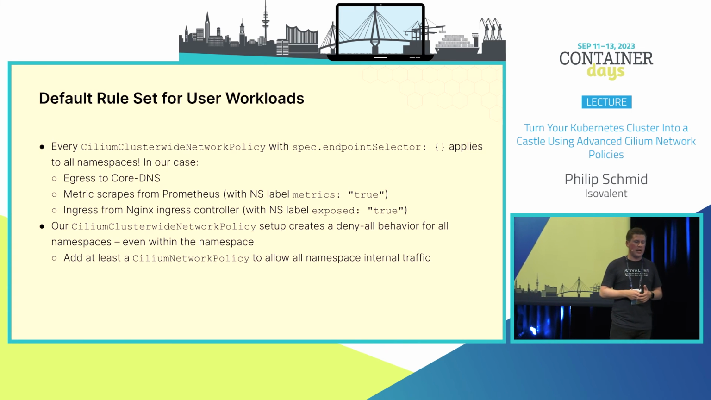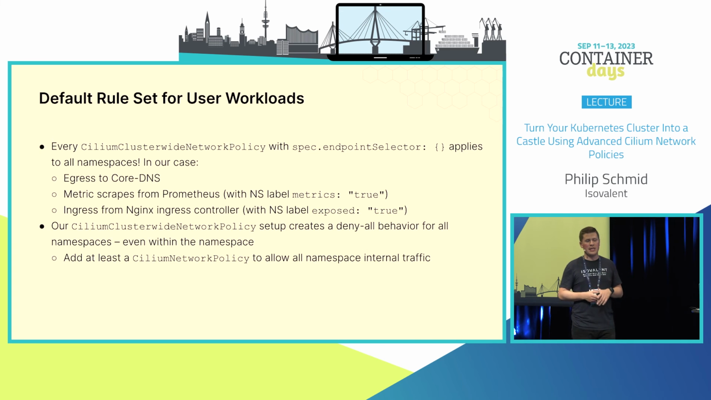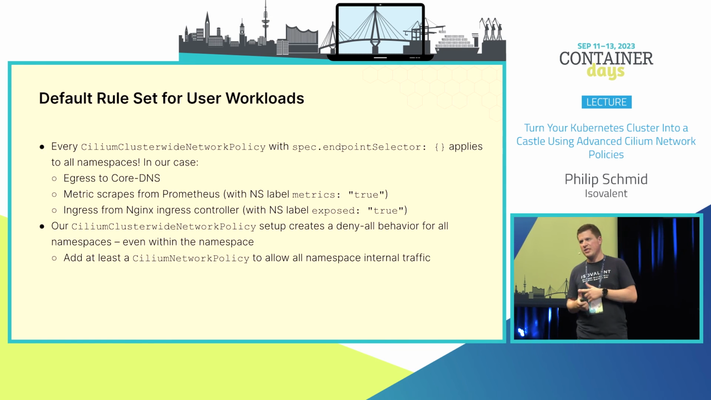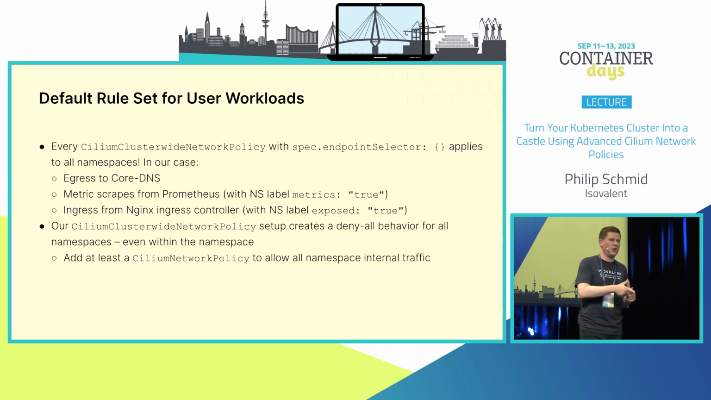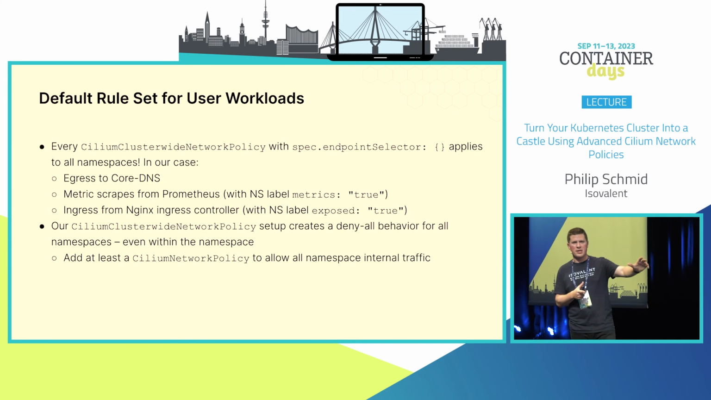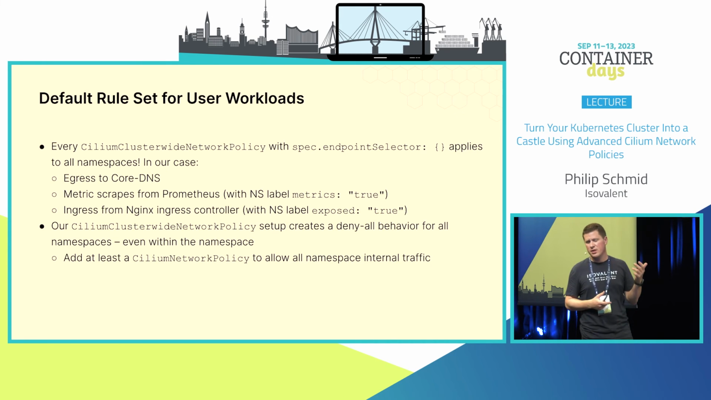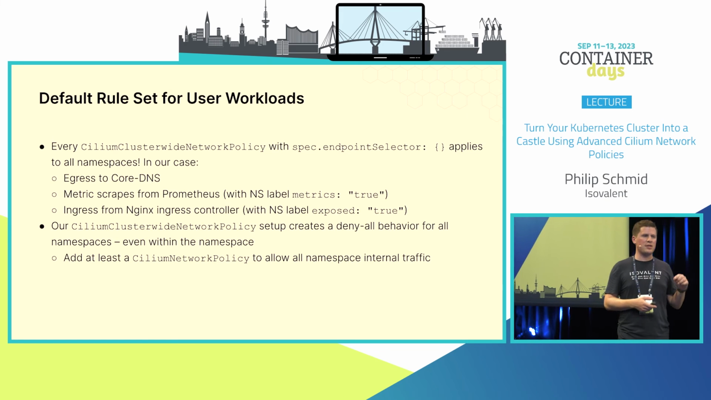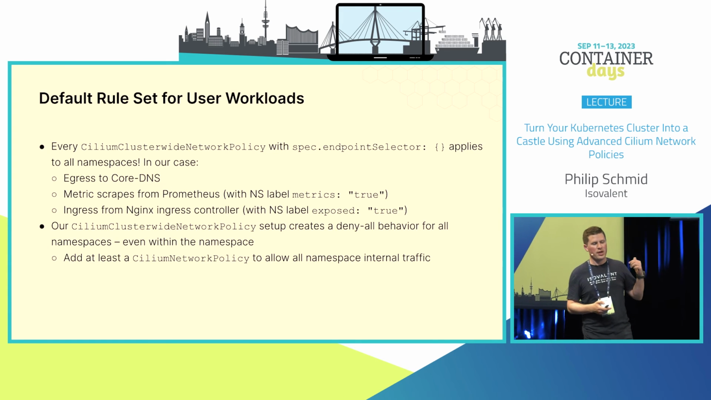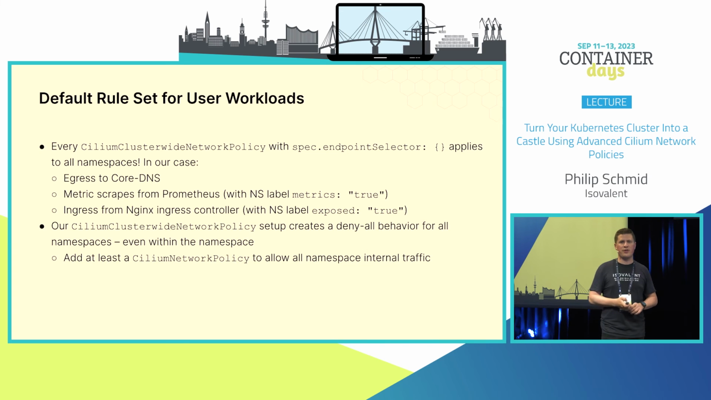However, what we need to take care about is allowing namespace internal traffic, because we already applied a Cilium Network Policy cluster-wide that matches any workload in ingress and in egress direction. This essentially already means whenever you create a new namespace, it is a default deny behavior. So not even within this namespace can communication happen. And because of that, you need to reallow that by deploying a new Cilium network policy, as we have already seen twice before.